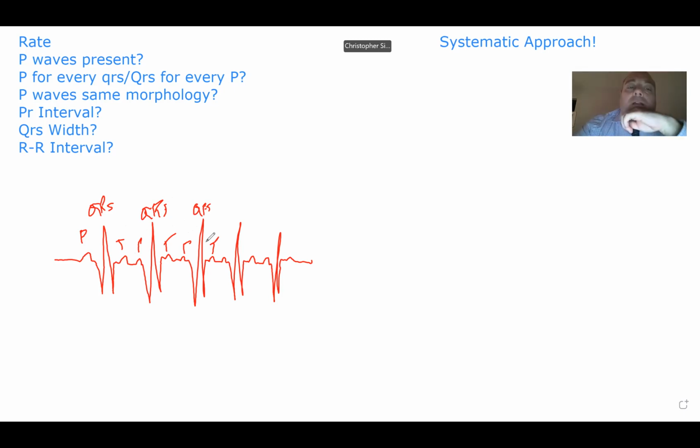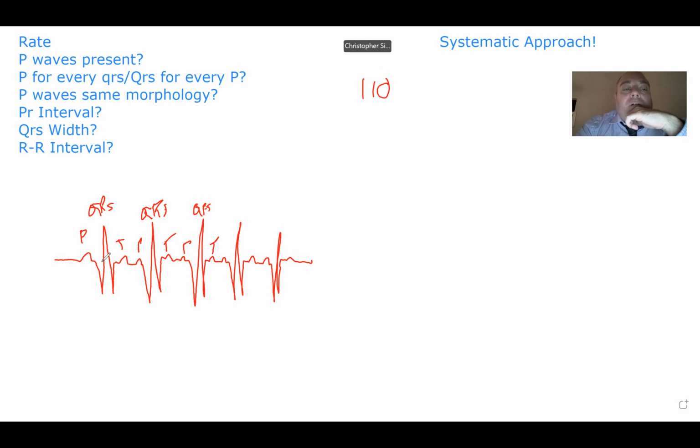So let's say we calculated the rate on this one, okay? And the rate that we came up to was 110. Let's keep asking ourselves the questions. Are there P waves present? P wave, P wave, P wave, P wave, P. Yes, P waves are present. And they're upright, okay?